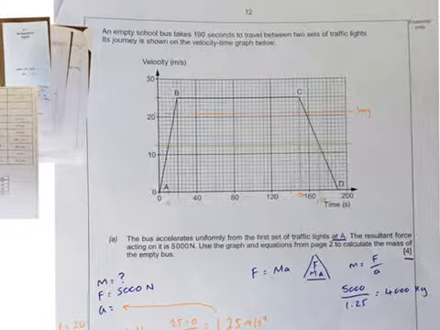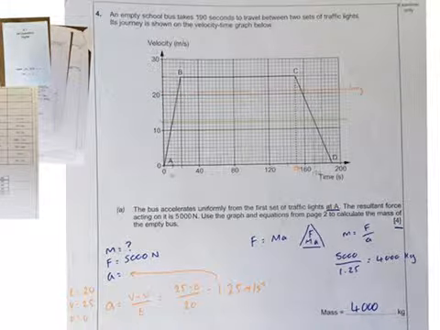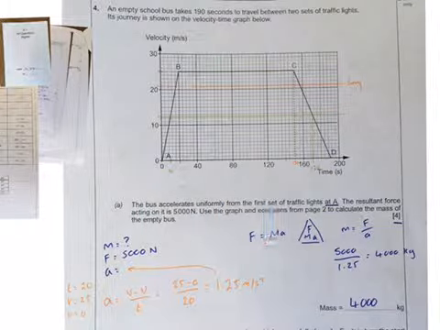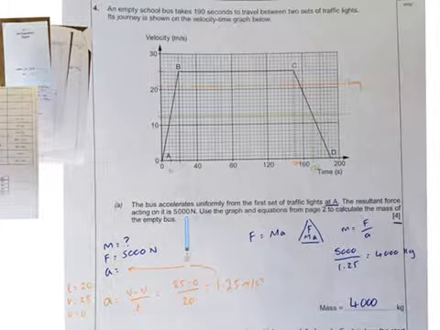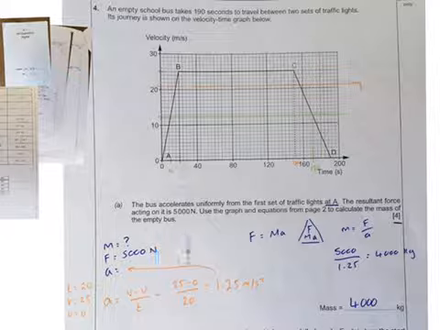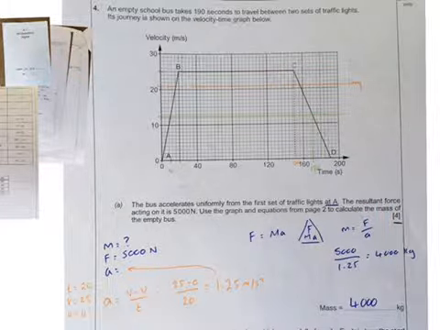This one, an empty school bus takes 190 seconds. Okay, so I can always come back to the question if I need to. What is the question asking me? The bus accelerates uniformly from a set of traffic lights, A. So there's A, the force acting on is 5,000 newtons. So we've got newtons, so I've already written down force, 5,000 newtons. Use the graph and the equations from page 2 to calculate the mass.